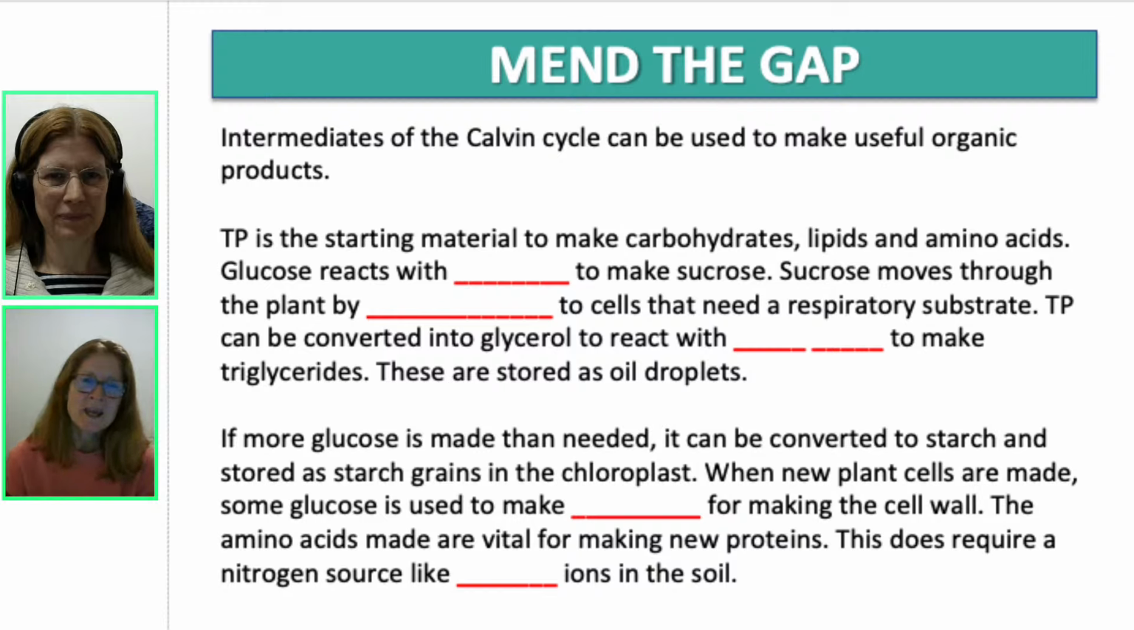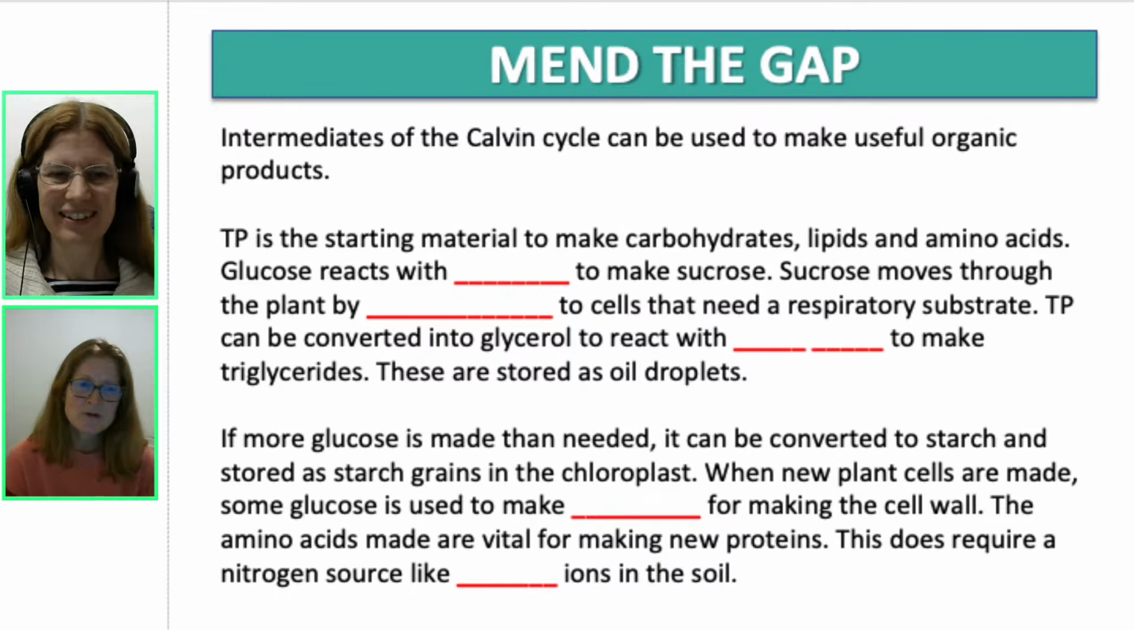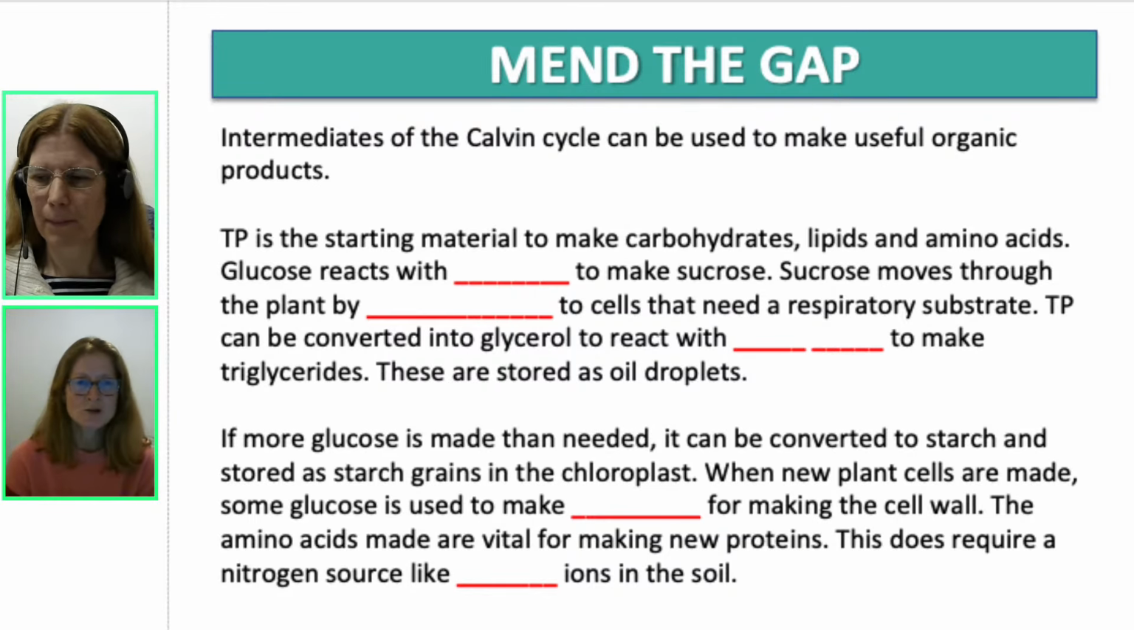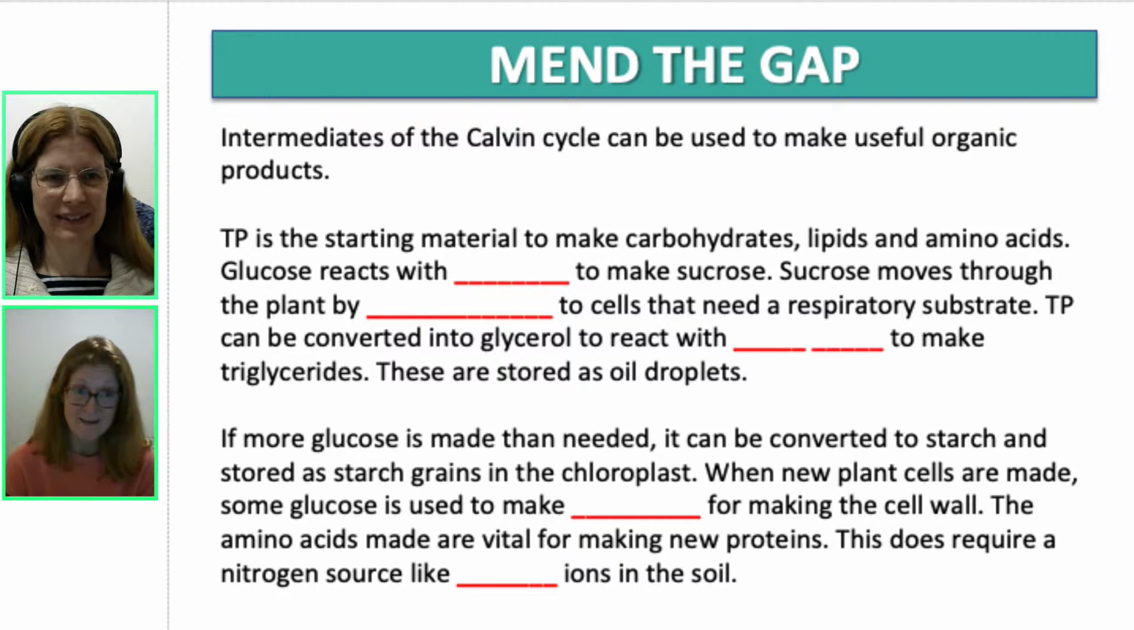So we're thinking about one of the intermediates of the Calvin cycle that can be used to make some really useful organic products. Okay, so we're at the real nitty gritty useful end of this whole process now. We've got our triose phosphate, which again, you AQA lot absolutely need to write that out in full. Don't put TP, you will lose marks, okay? We've got our starting material for lots of different things. So it says starting material to make carbohydrates, lipids, and amino acids.